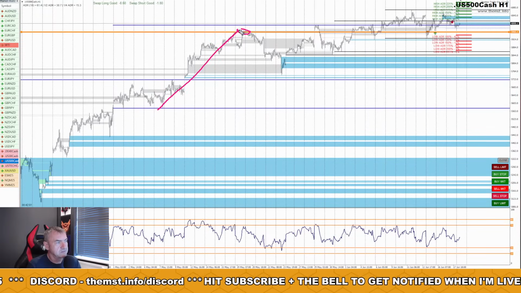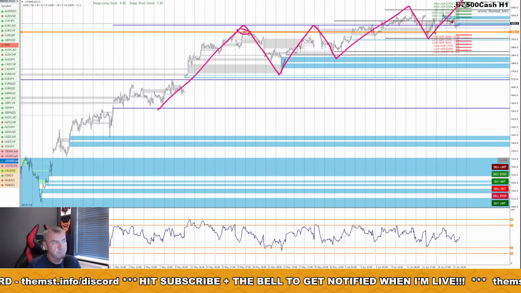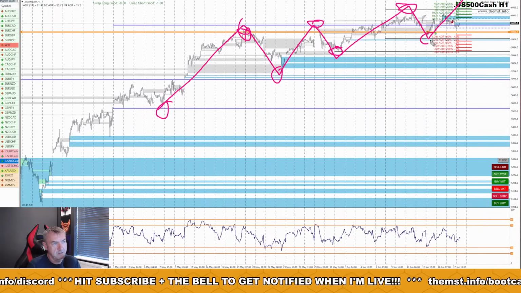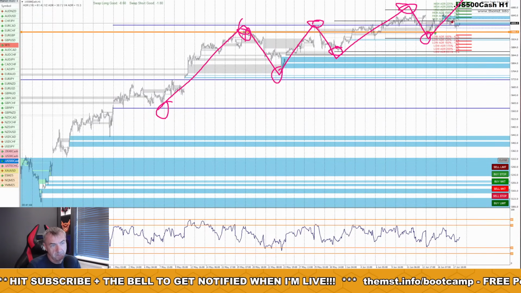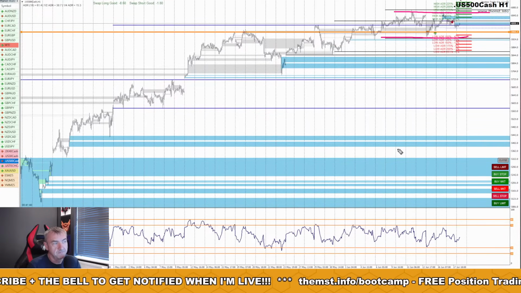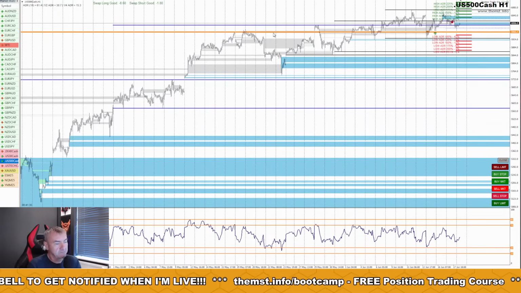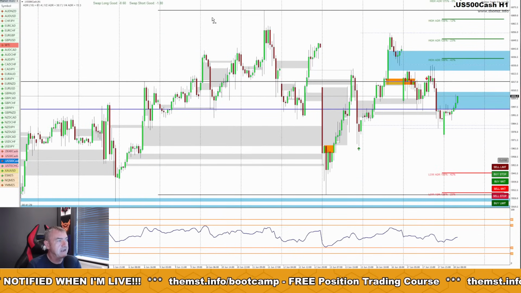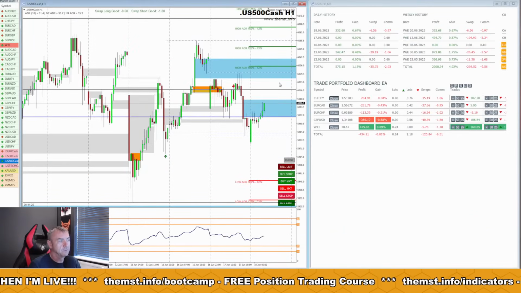I mean, market structure is highs and lows. You're making higher highs and higher lows. It's bullish. Look, low, high, higher low, higher high, higher low, higher high, higher low. Standard market structure. But at the moment, you're very sideways, aren't you? So the measurement of bullish and bearish is something that I have never been able to find a gauge for.